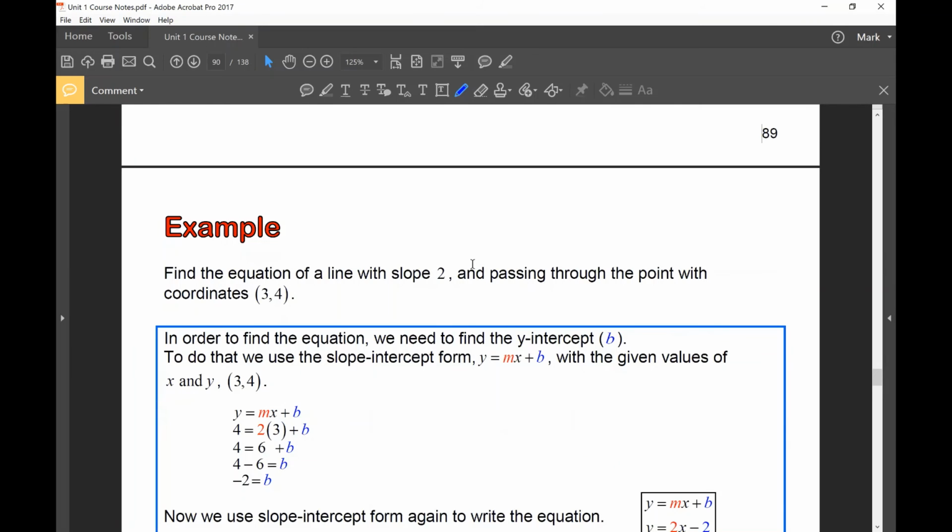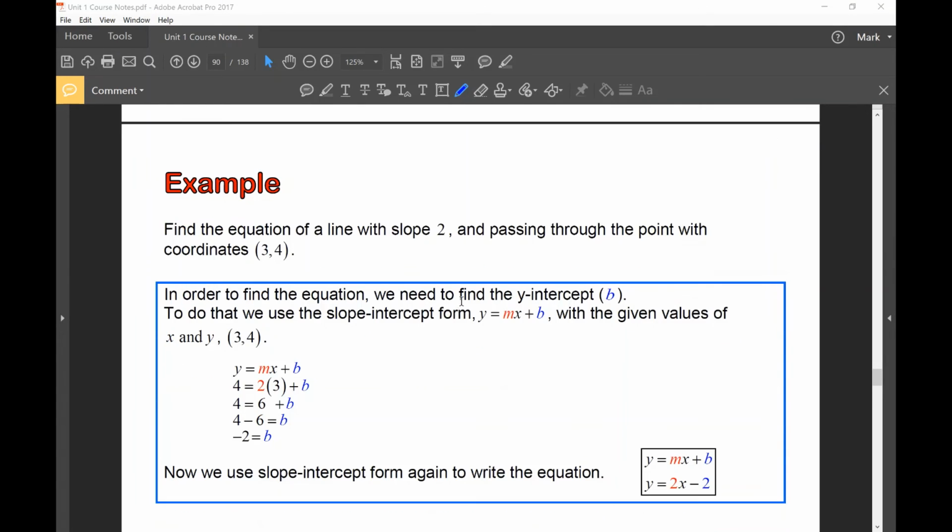Now, this is much better. This is a good practice problem. I'll put a star by this. This would be a good multiple choice type question. Find the equation of a line with slope 2 that passes through the point with the coordinates 3 and 4. Okay, this is a good question.